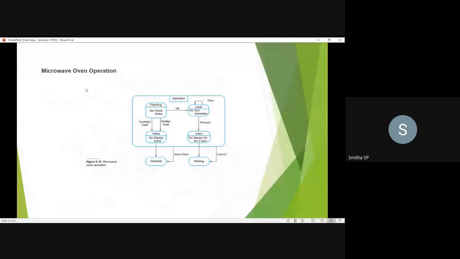So this is how the microwave operation can be explained. Till now we came to know what a behavioral model is, what data-driven modeling is, what event-driven modeling is, and how to represent event-driven modeling. For that we have taken an example of a state diagram of a microwave oven, and the microwave oven operation is also explained. Then in later classes we shall see the other models. Thank you.